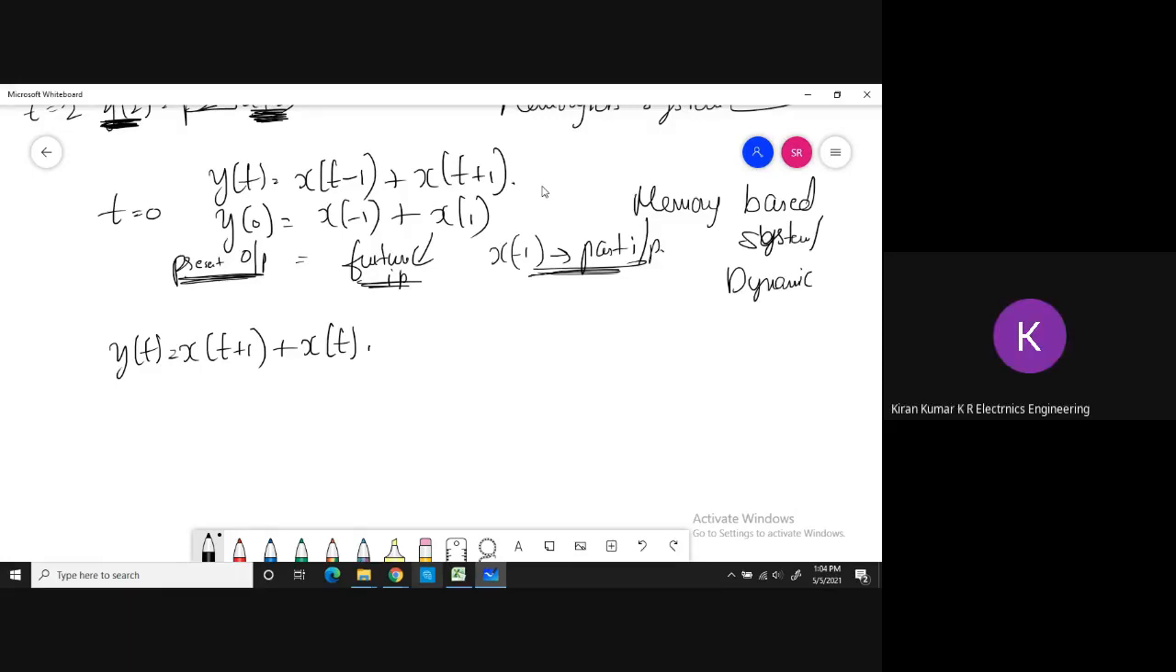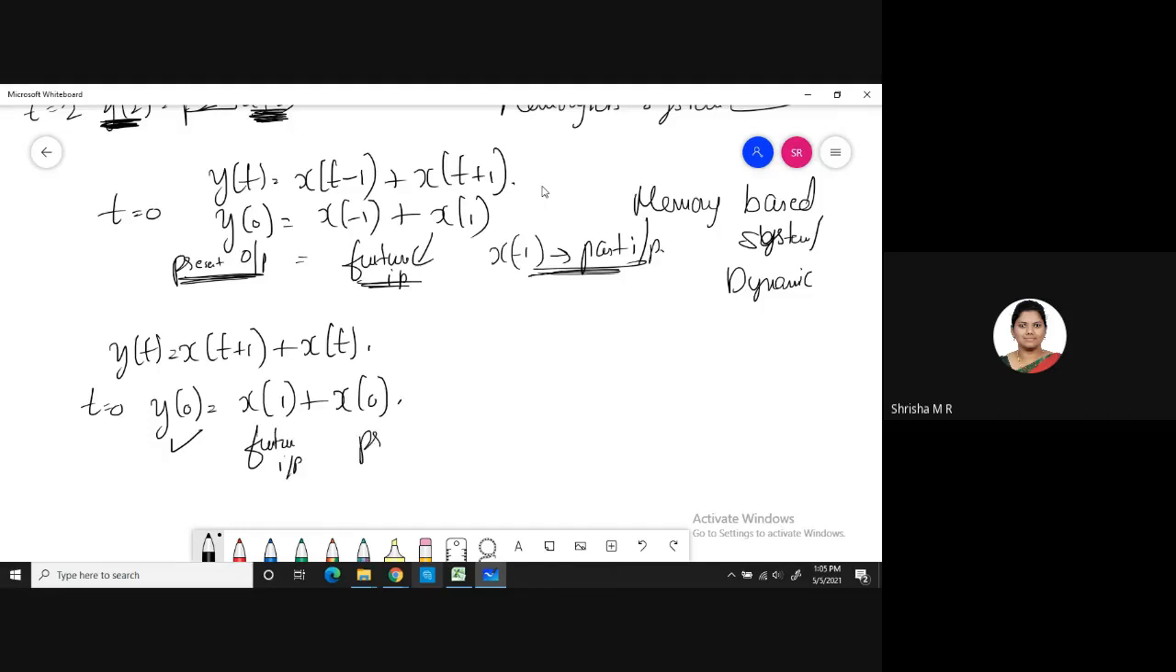It's memory based, because if t is equal to 0, y of 0 is equal to x of 1 plus x of 0. So the present output depends on future input as well as present input. So it's a memory based system, or a system with memory.